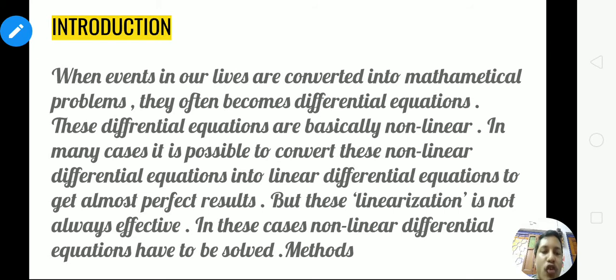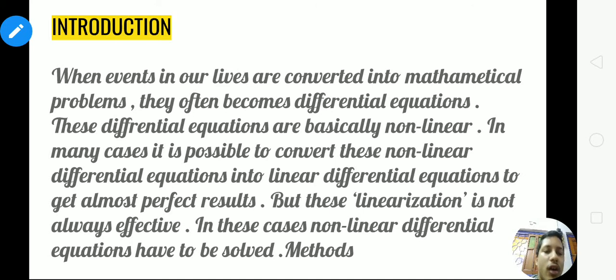In many cases, it is possible to convert these non-linear differential equations into linear differential equations to get almost perfect results. Friends, in majority, we convert those non-linear differential equations into linear differential equations because there are many methods to solve linear differential equations, but there are very few methods to solve non-linear differential equations. So we prefer the methods of linear differential equations in majority to get almost perfect results.